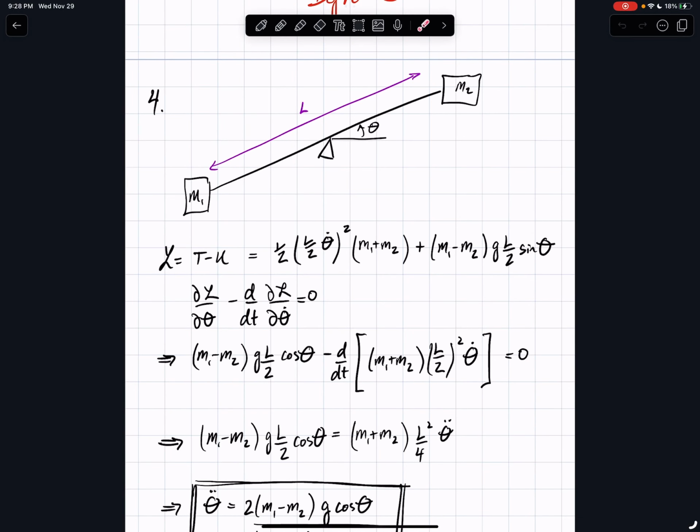Here is the solution for problem 4. So problem 4 is a seesaw with a fulcrum in the middle. There's two masses at each end, m1 and m2.